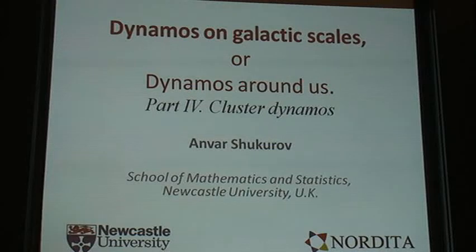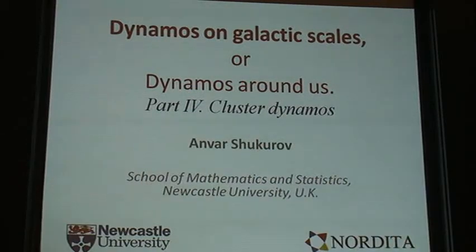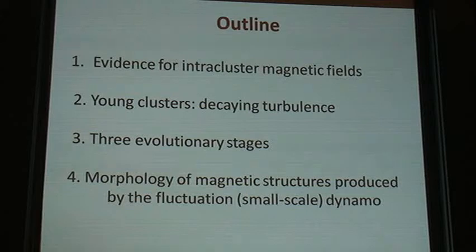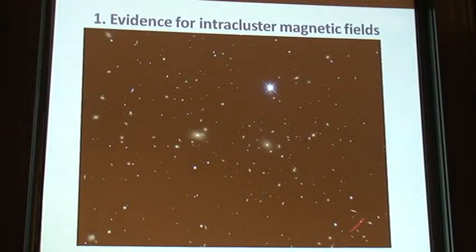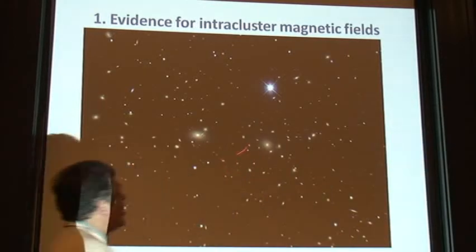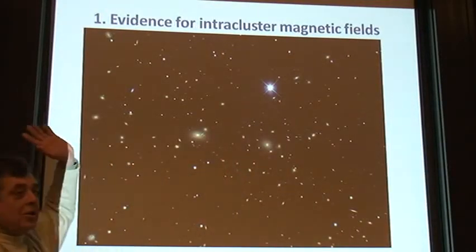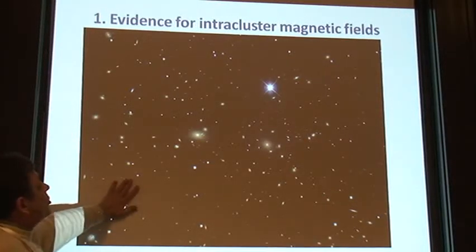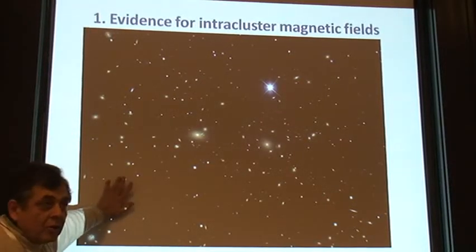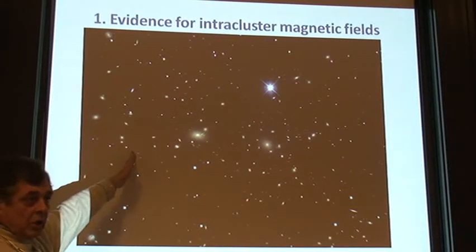So, cluster dynamics. These are entirely different animals. These objects do not rotate. This is the familiar Coma cluster, the central part of it. Each spot here is a galaxy, not a star. This is probably a foreground star. All the rest are galaxies. This object doesn't rotate. It cannot host a large-scale dynamo.